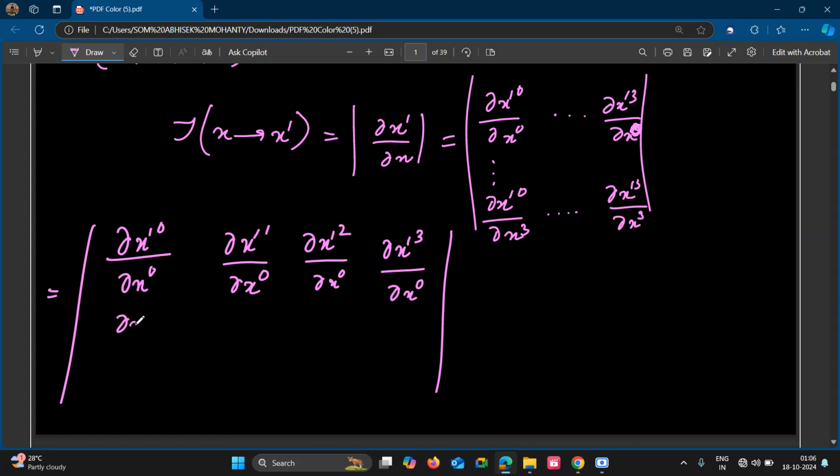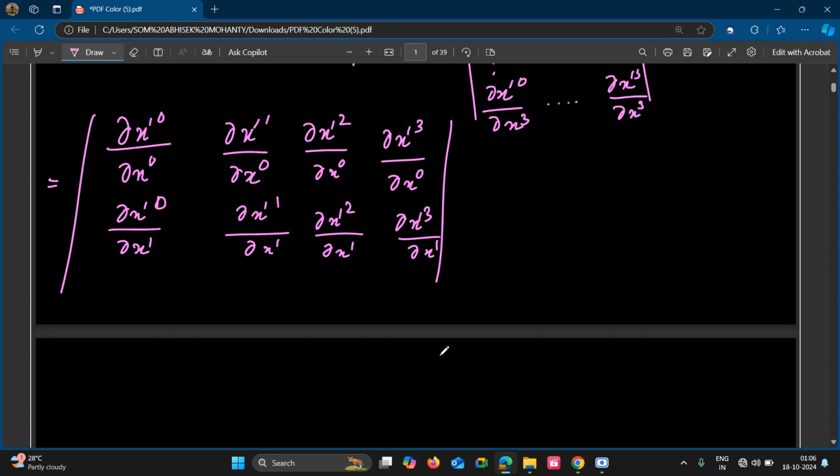Okay, now this one will be del x dash 0 divided by del x 1, del x dash 1 divided by del x 1, del x dash 2 divided by del x 1, del x dash 3 divided by del x 1, right? And this one will be del x dash 0 divided by del x 2, del x dash 1 divided by del x 2, everything will be del x 2 in the denominator, del x dash 2 divided by del x 2, and del x dash 3 divided by del x 2, okay.